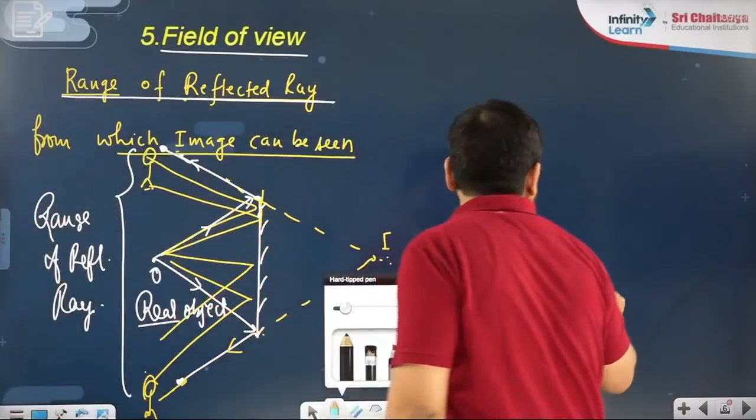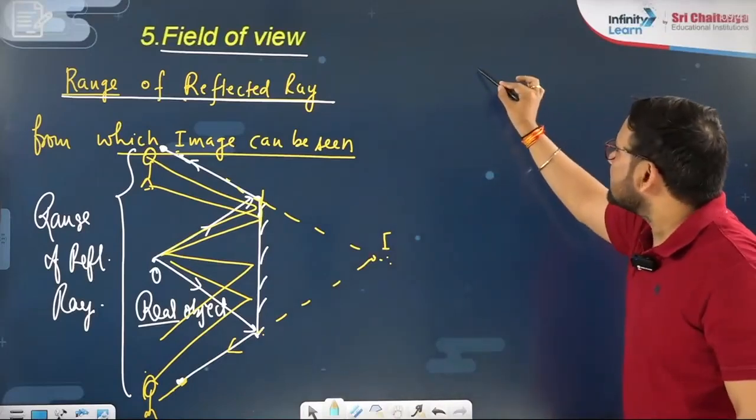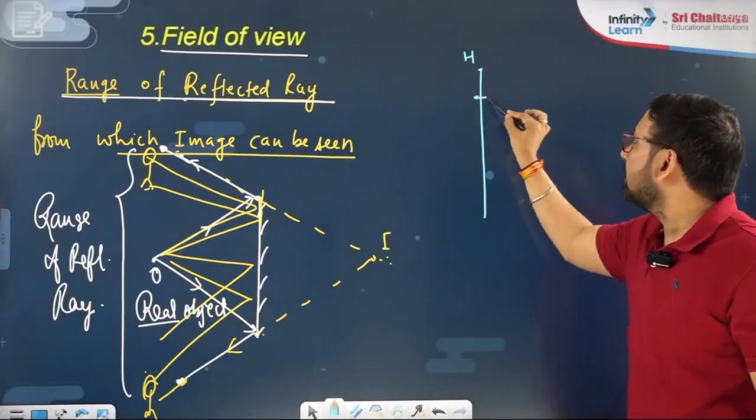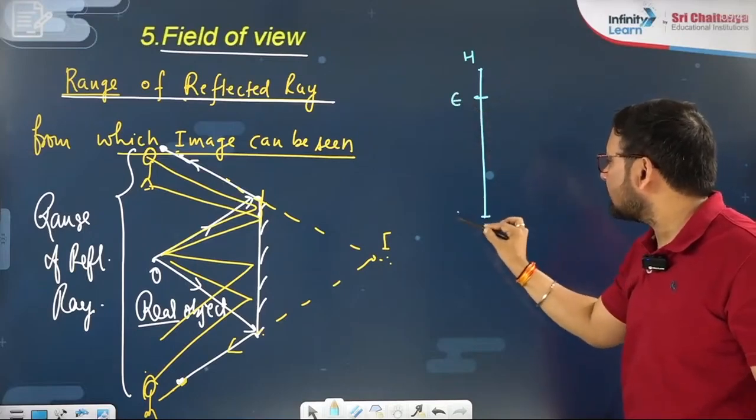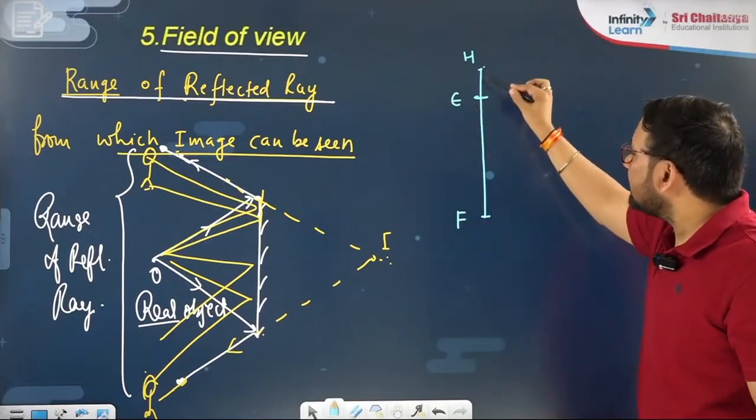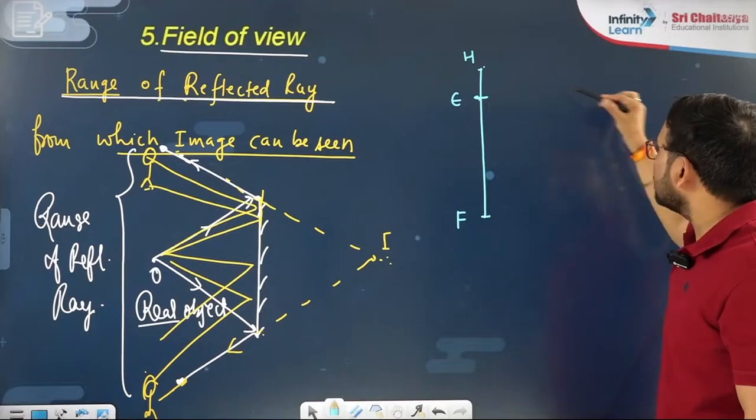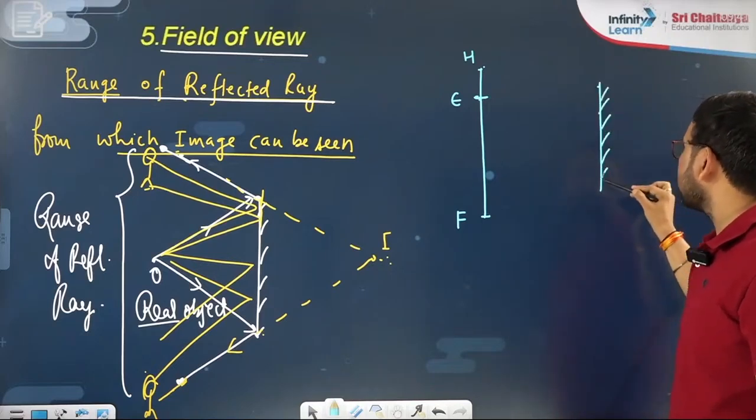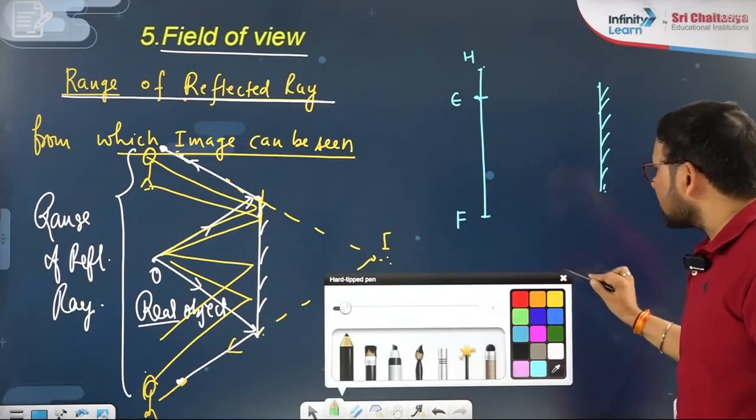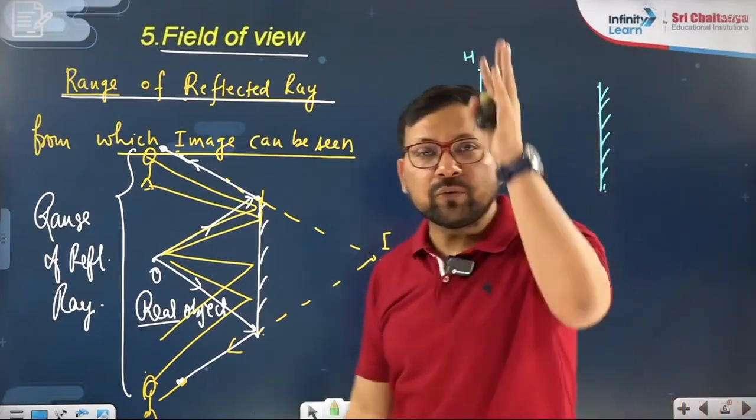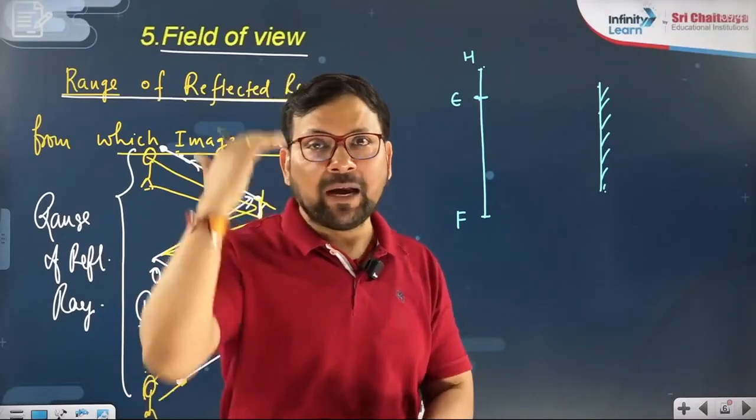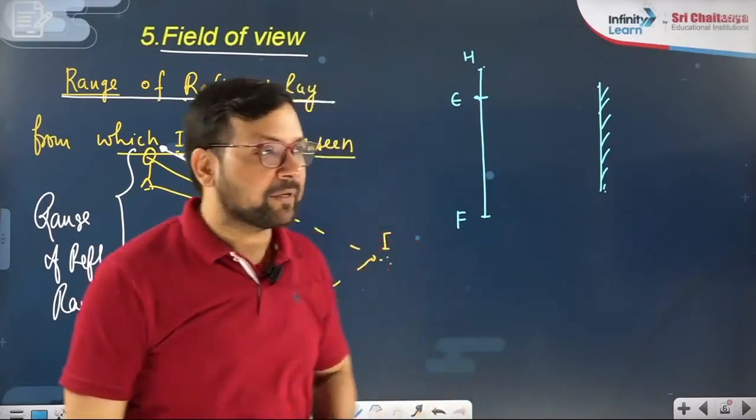Now suppose I take one example. This is a person. That is the head of the person, that is the eyes, and these are the feet of that person. In front of him a mirror has been placed. If the person wants to see his full image, then at my eyes, the feet image and the head image both must be formed, right?